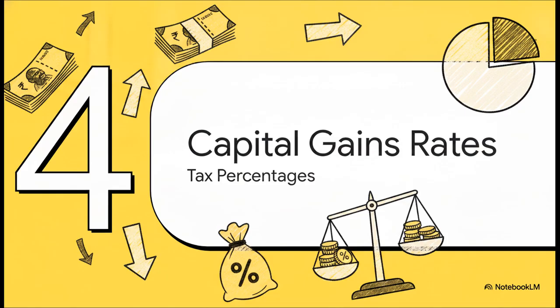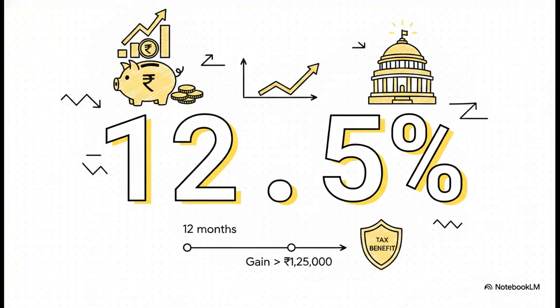Section 4. Capital gains tax rates. The actual percentages. So, Mr. C has an 8 lakh rupee gain. What percentage of that does the government actually take? This leads us to Phase 4, applying the specific capital gains tax rates to the profits we just calculated.